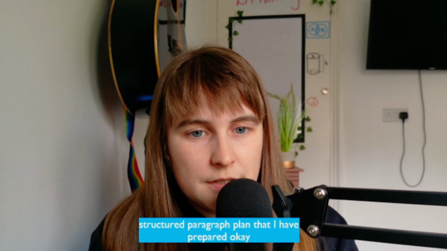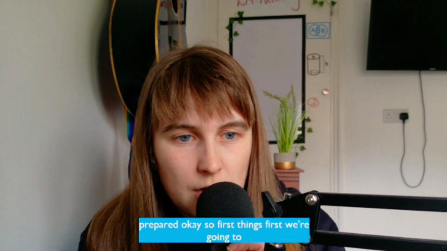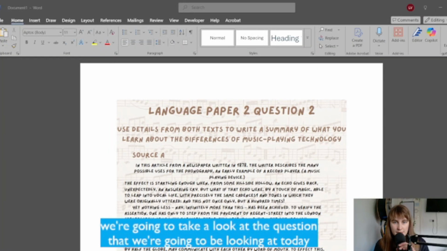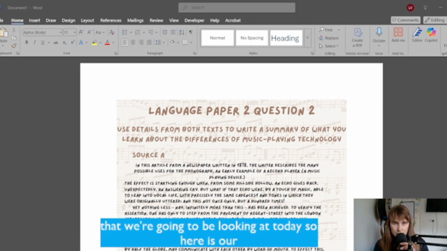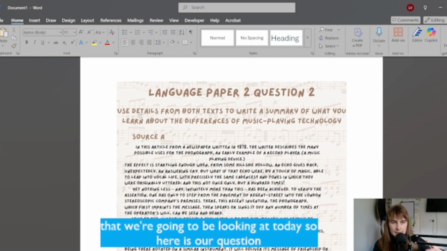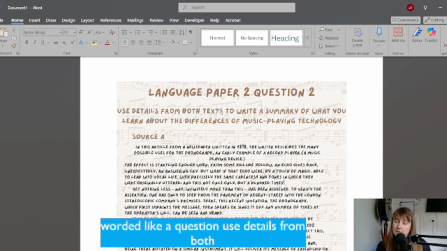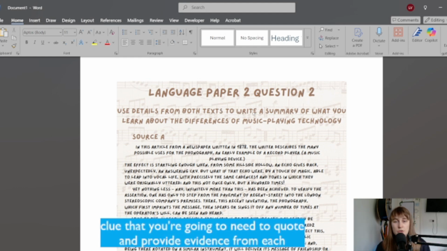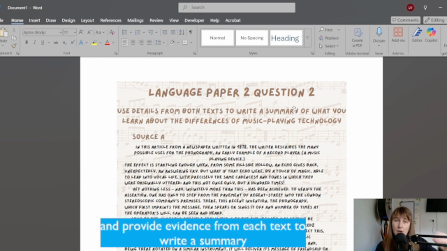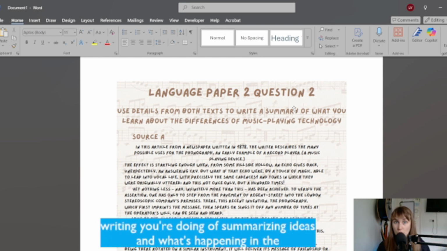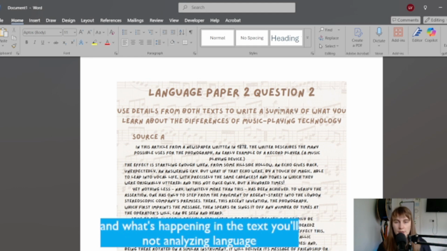Okay, so first things first, we're going to take a look at the question that we're going to be looking at today. So here is our question. It says, or task rather, it's not actually worded like a question. Use details from both texts, so there's your clue that you're going to need to quote and provide evidence from each text, to write a summary. So that's the type of writing you're doing. You're summarising the ideas and what's happening in the text. You're not analysing language or structure or anything like that.